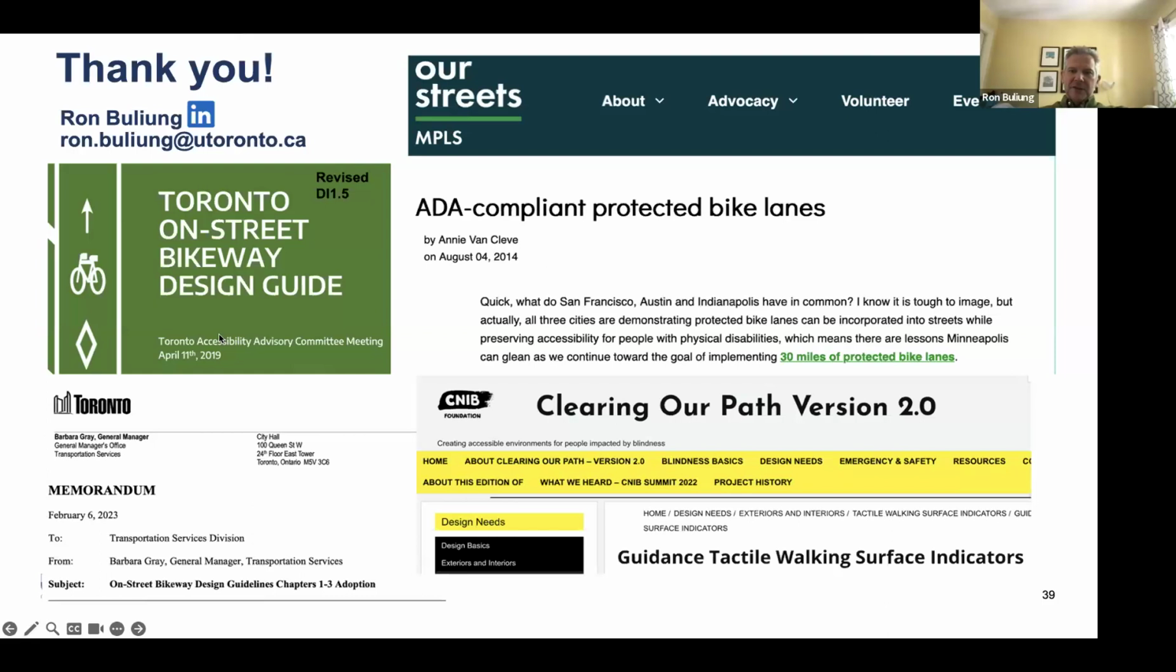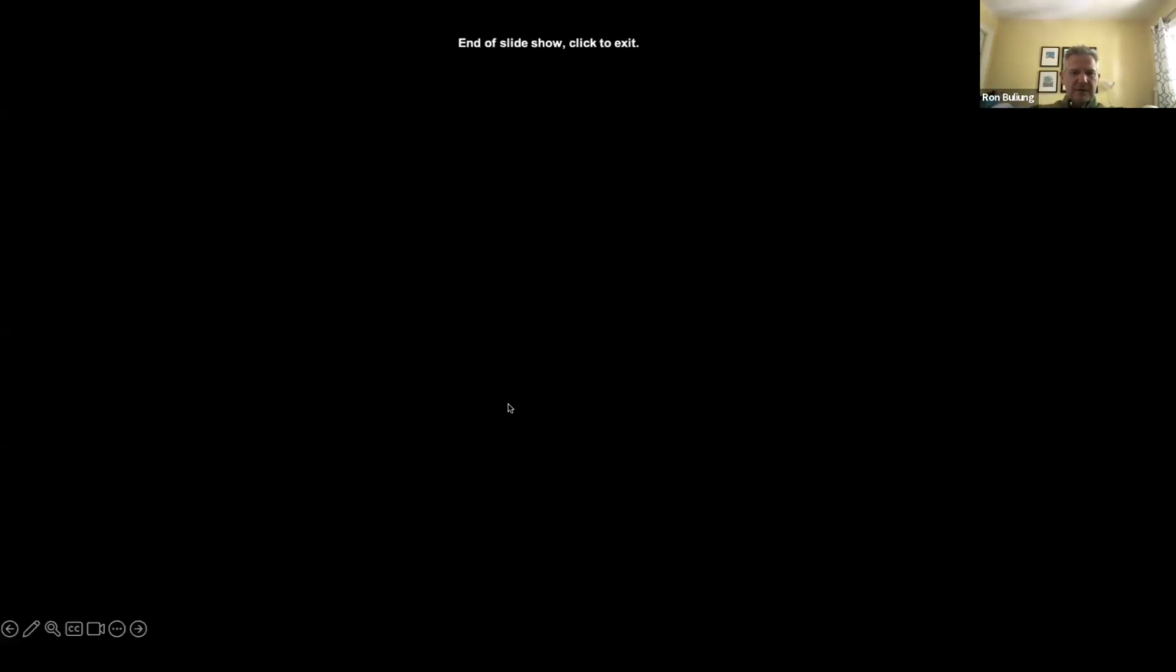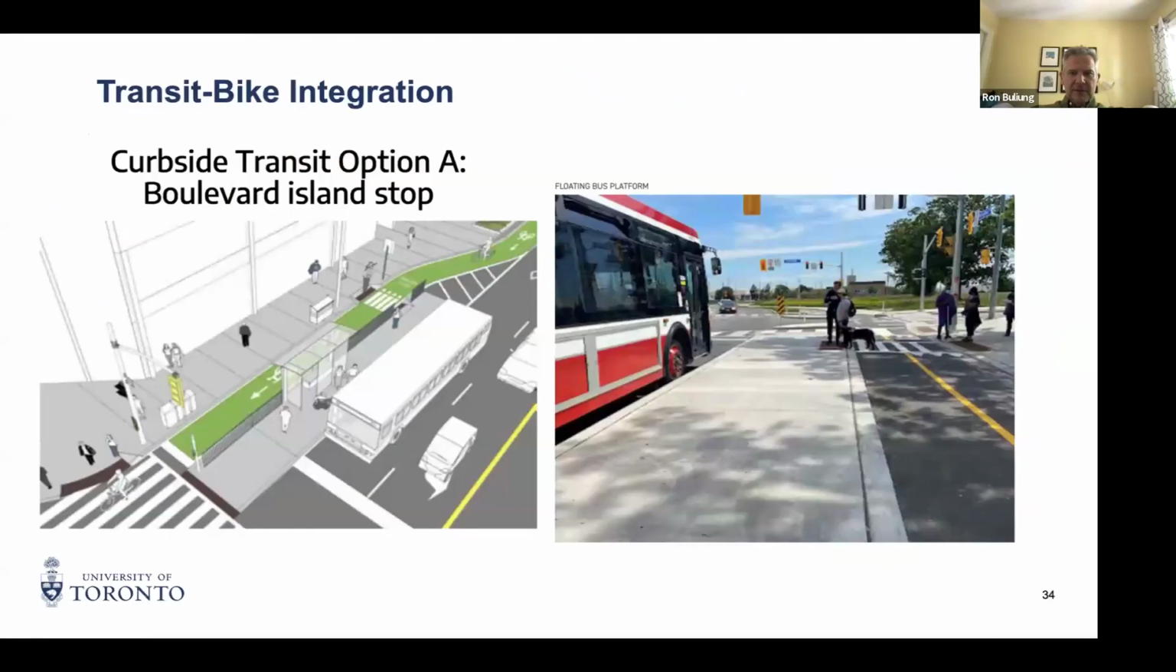Mohammed had a question about the floating bus stops, and I need to go back to this. This is what he's talking about, right? Can you see the slides? Are they still up? Yes. This is what you mean, Mohammed, by floating bus stops, the boulevard? It's like sitting out there. Okay, so what are my thoughts on it?